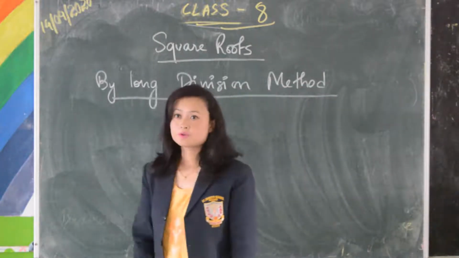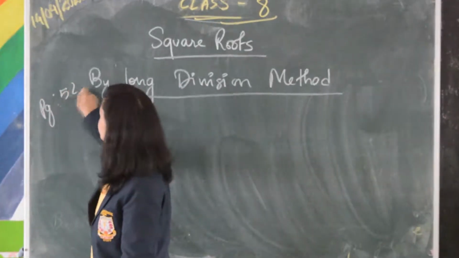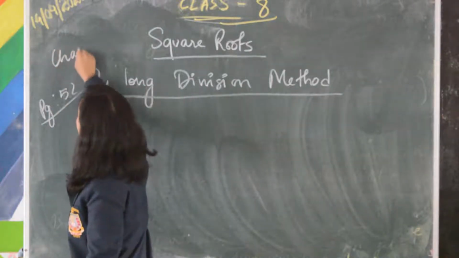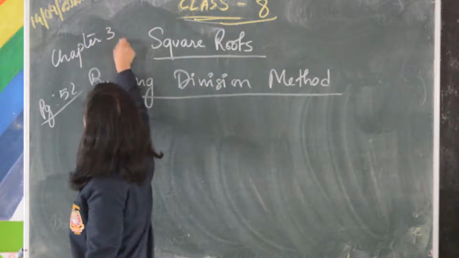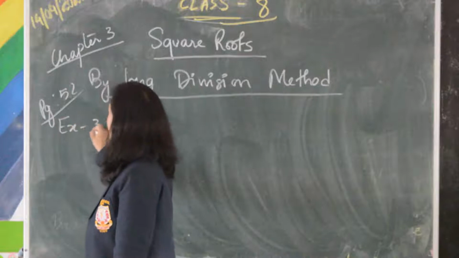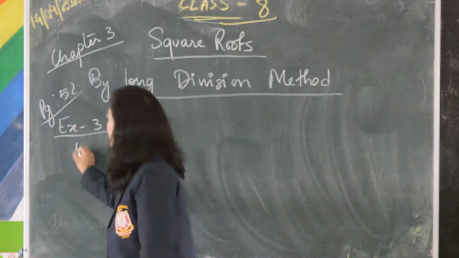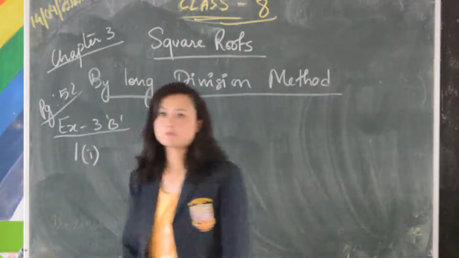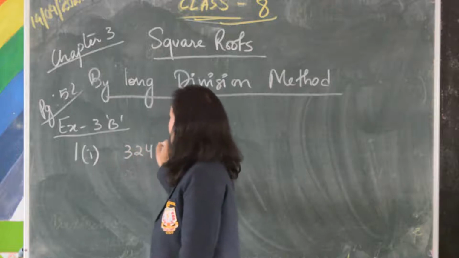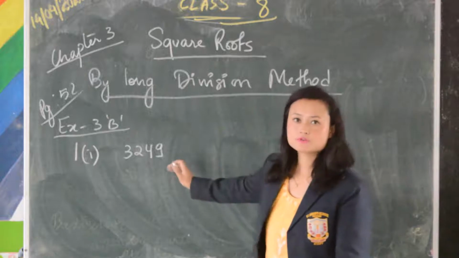So you all turn to your page number 52, and this is chapter 3, and we will be doing exercise 3B, question number 1, sub-question 1. The first question given here is 3249. Now how do we find the square root of this number?